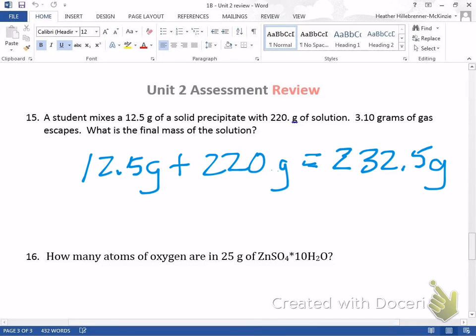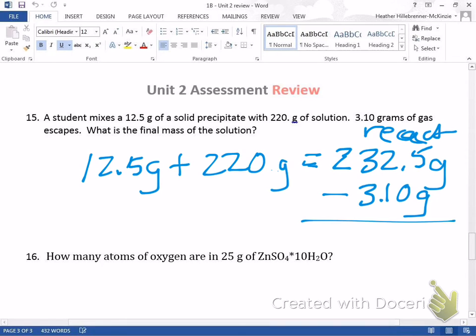And then what does it say? So these are my reactants, yes? Now, I have to subtract out the 3.10 grams of gas, right? So I keep saying 310. 3.10 grams of gas are escaping. What's the final mass of the solution? So what do we get? 229.4 grams. Now, here's the key to this problem.